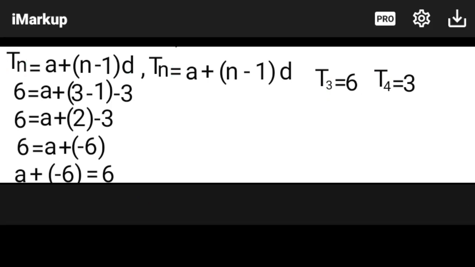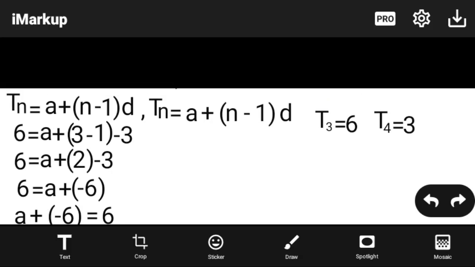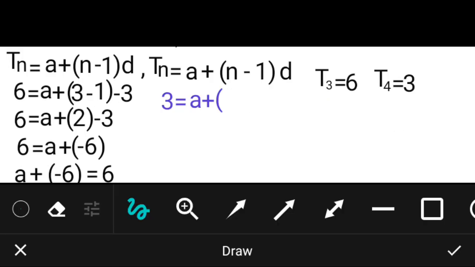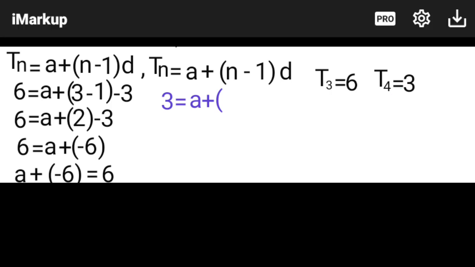Okay. Then from there, we'll say 3 is equal to a plus open bracket, then n, where you are supposed to put the number of terms. So what is that number of terms? They are saying the 4th term. They said the 4th term. So that is the number you're supposed to put there, which is term 4.